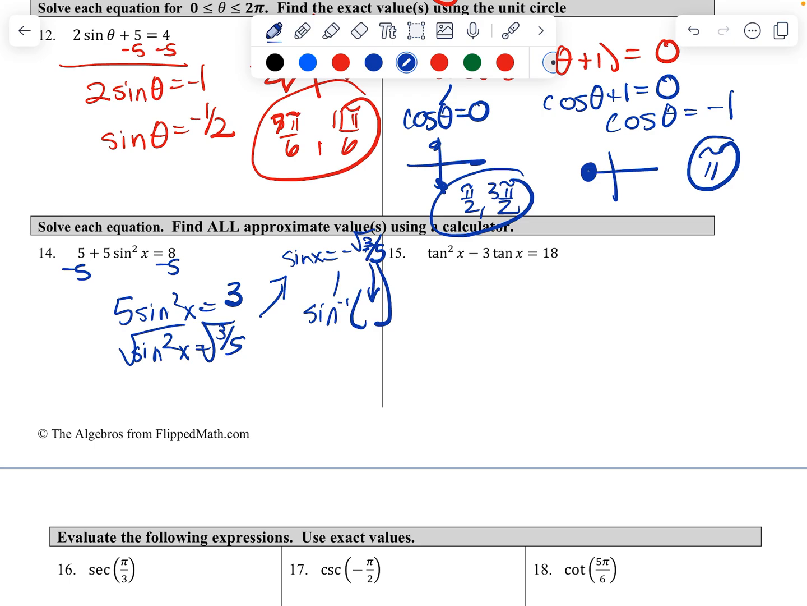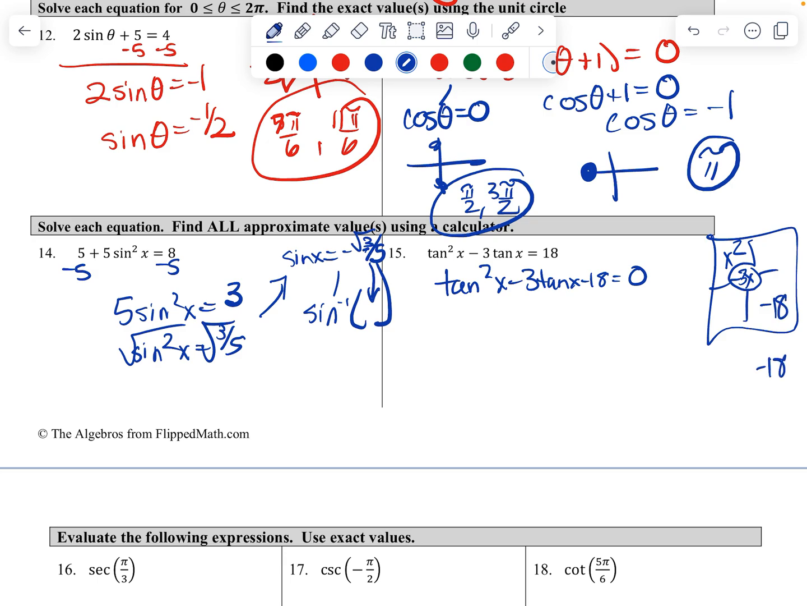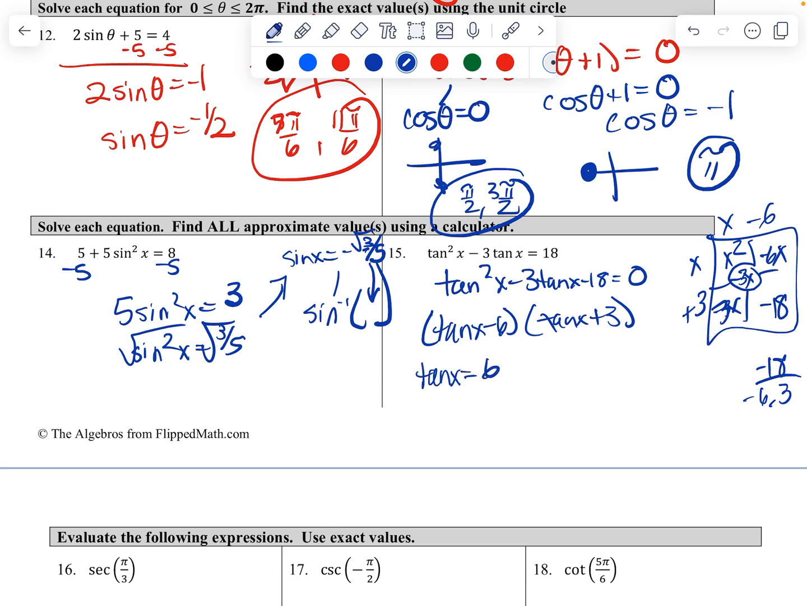All right, this next one, it's a quadratic, so we can set it equal to 0. And then we can factor it, and I'm just going to do it with an x. So this is like x squared, negative 3x, negative 18. So it multiplies to negative 18 and adds to negative 3. So x minus 6, x plus 3. So this factors into the tangent of x minus 6 and the tangent of x plus 3. So either the tangent of x equals positive 6 or the tangent of x equals negative 3. And then again, you can do that inverse tangent.